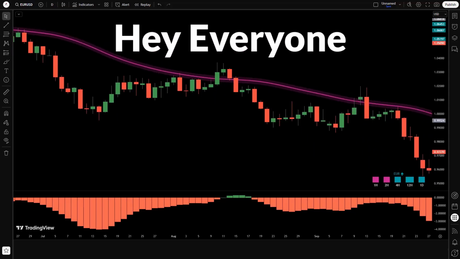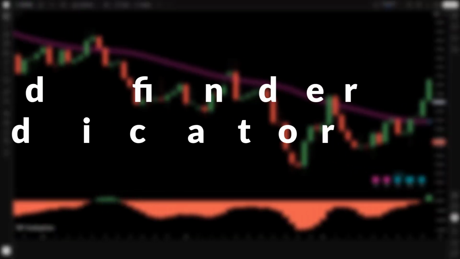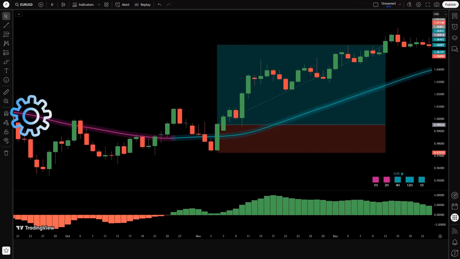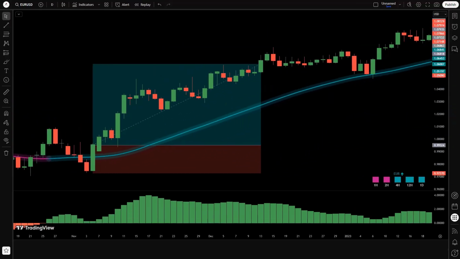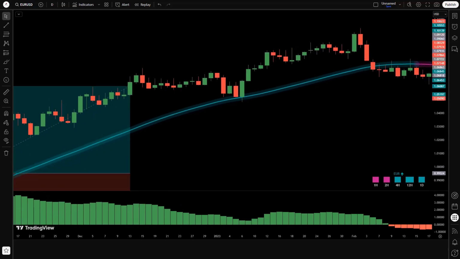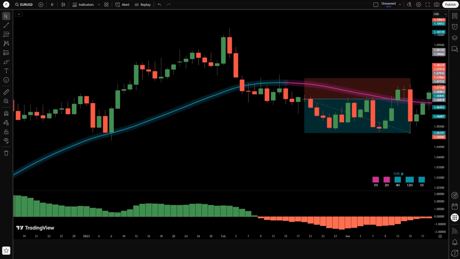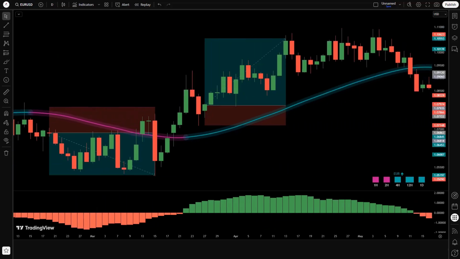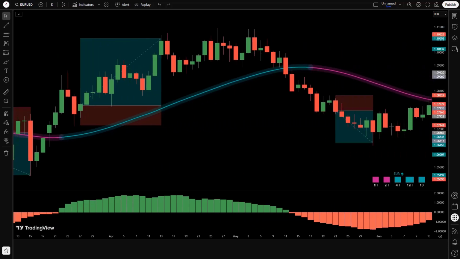Hey everyone, welcome to our detailed exploration of the Two Poles Trend Finder, Big Beluga, Indicator. It is a popular tool available on TradingView that is used by traders to analyze market trends and volatility. This video will provide you with detailed guidance on how to use this indicator to improve your trading strategies.